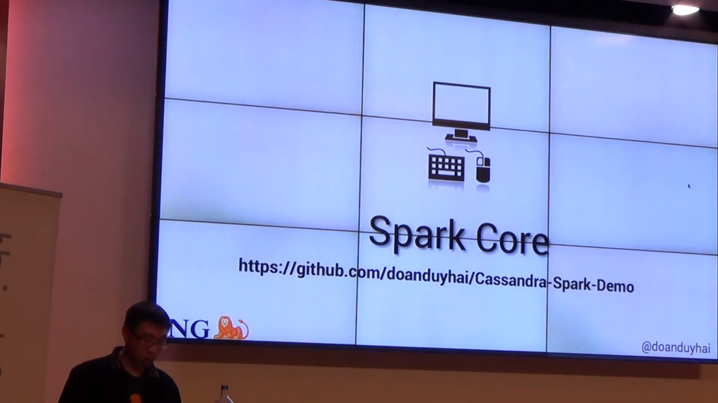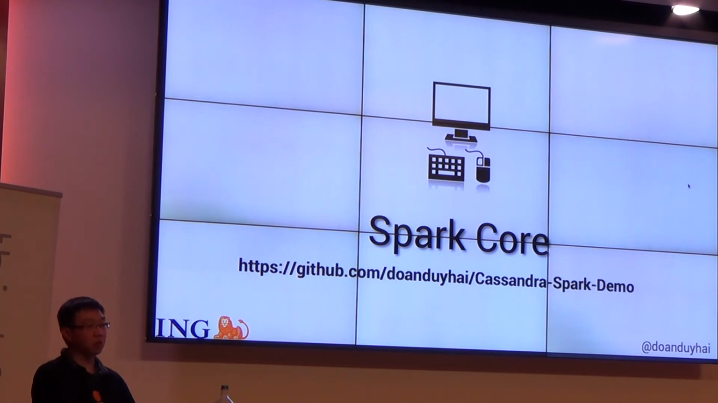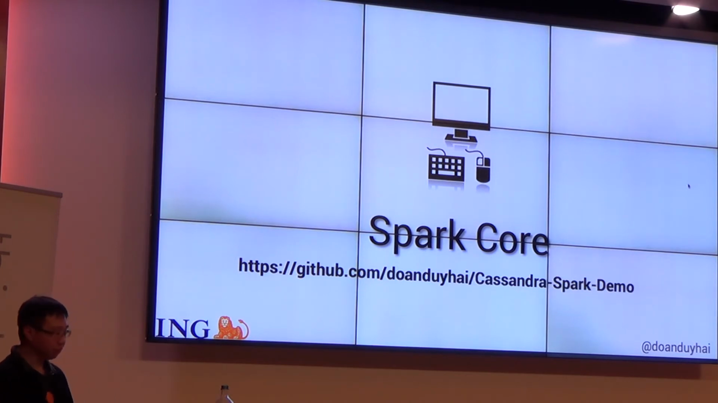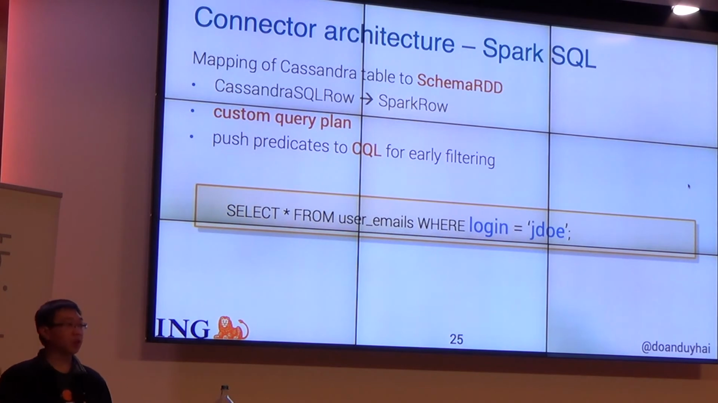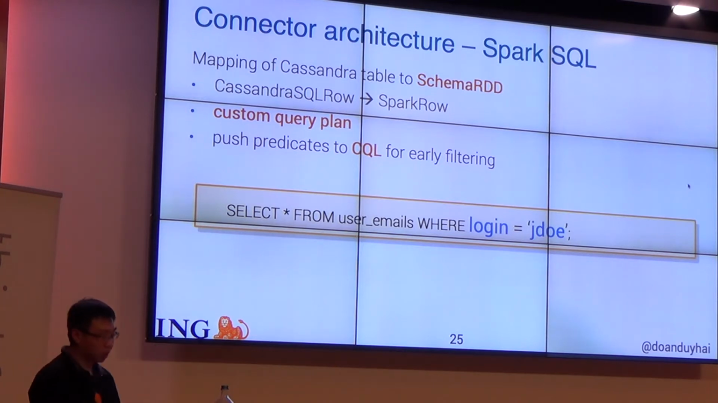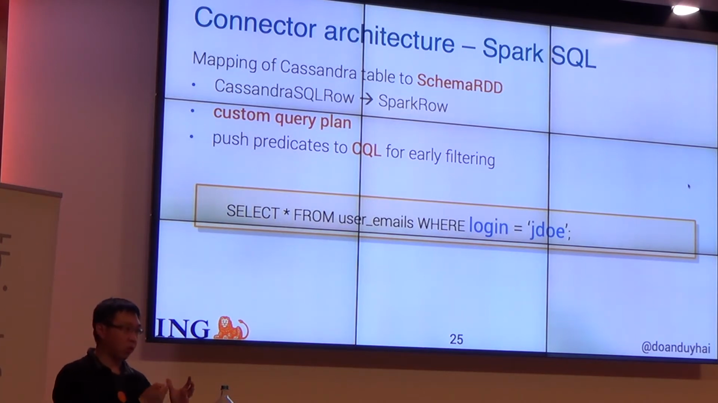Let's move on. So you can write data into Cassandra, you can read data from Cassandra. What about Spark SQL? Well, we also support Spark SQL. We introduced CassandraSQLRow, which extends the Spark Row. The idea with Spark SQL is every time you perform an SQL query, the Spark SQL engine will transform it into a map, filter, into the core API, with a query plan. They have an integrated query planner.